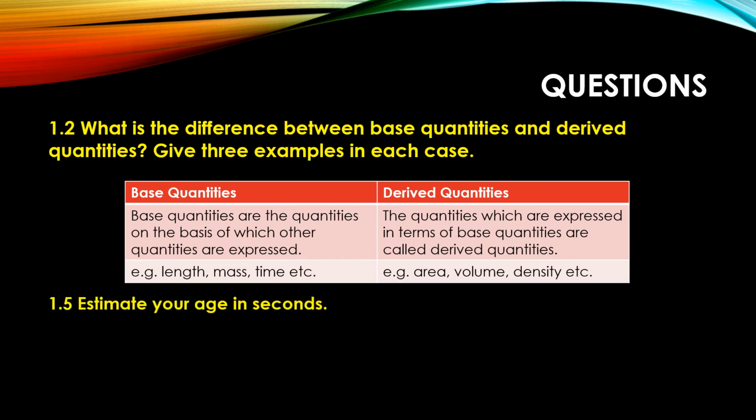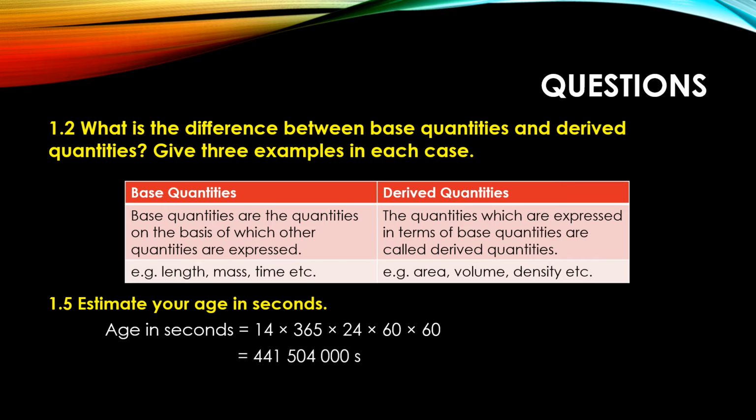Next question is, estimate your age in seconds. Now, let us suppose that you are 14 years old. A year means 365 days, a day means 24 hours, an hour means 60 minutes, and a minute means 60 seconds. So multiplying all these values, what will we get? This is a large value. If we write it in standard form, it's 4.41 × 10^8 seconds. So that is your age in seconds.